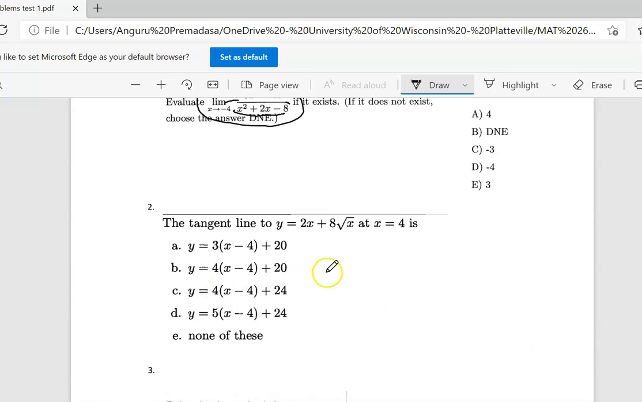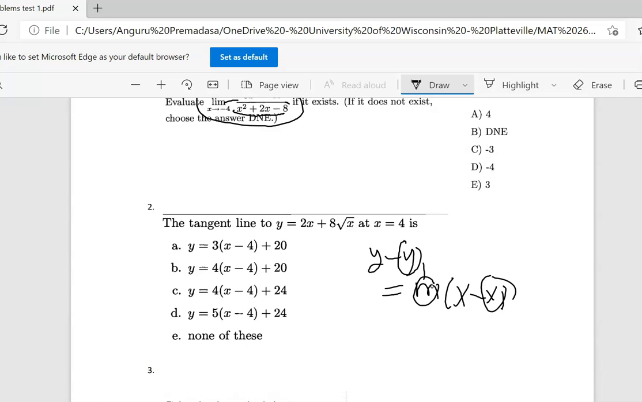So if you look at this, you need to find the tangent line, right? The equation for the line is y minus y1 is equal to m times x minus x1, right? You know what this is. x1 is 4, and then of course you can plug in and find y1. But what is m? m is the slope. So actually you can write this as m is the derivative. The slope is the derivative.